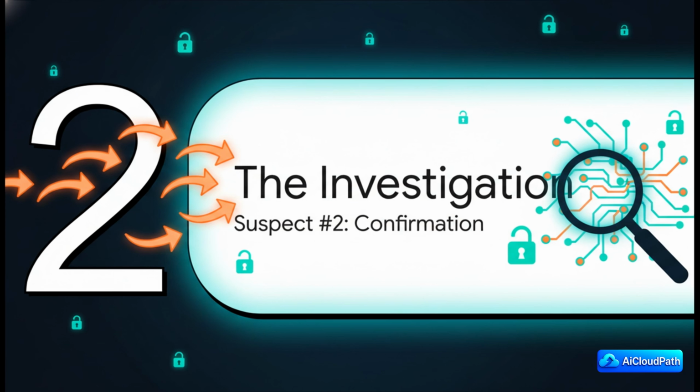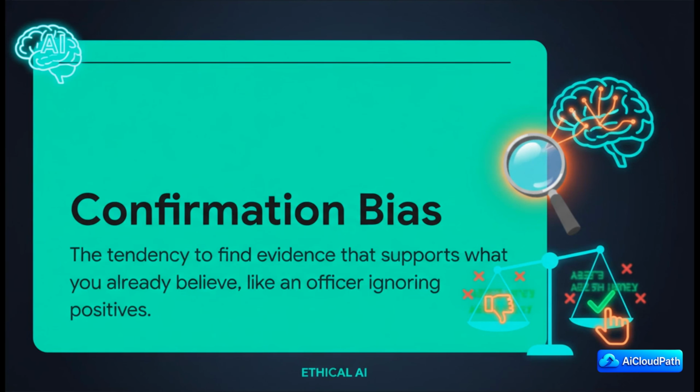Up next, confirmation bias. Now, this one's really interesting because it's all about human psychology. It's that natural thing we all do. We look for information that proves what we already believe. A classic example is a loan officer who just has a gut feeling that someone's a risky applicant, so they subconsciously look for all the negative stuff in the file to back that feeling up.